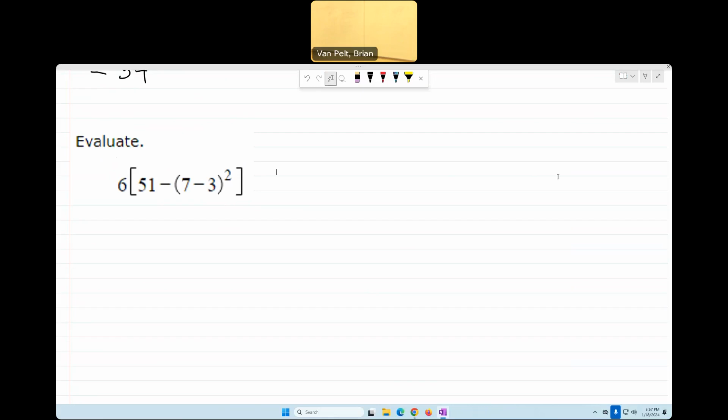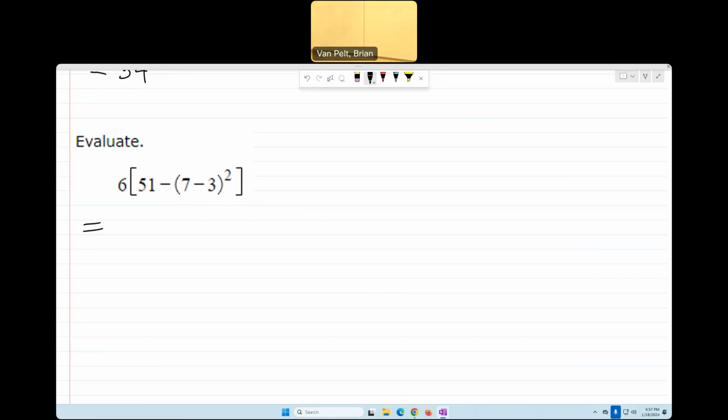Yeah, parentheses and brackets together seem to cause people all sorts of problems. So in this one, once again, the brackets say look here first, but inside of the brackets, the parentheses are telling you to do the 7 minus 3 first. And I'll reiterate the things that I do in these problems.